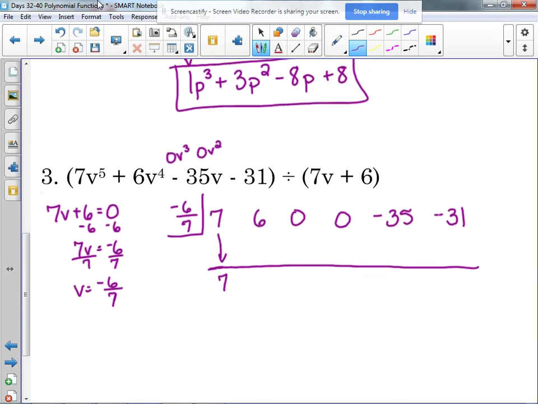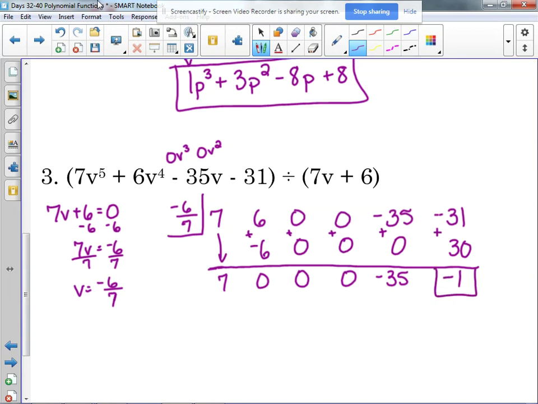Okay, bring down the 7. 7 times negative 6 over 7 is negative 6. 6 plus negative 6 is 0. 0 times anything is 0. 0 plus 0 is 0. 0 times negative 6 over 7 is 0. Add 0 to 0, you get nothing. Got a whole bunch of zeros here. 0 times negative 6 over 7, still 0. Finally, not a 0. Negative 35 plus 0 is negative 35. Negative 35 times negative 6 over 7 is positive 30. Negative 1 is the remainder.